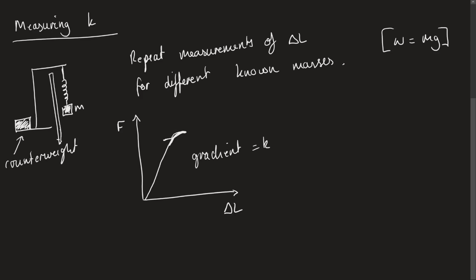But for now, all that we need to know is that if we have an F against delta L graph, we can calculate the spring constant from the gradient of the straight line that we have. We'll find that it could do something like that if we were to keep extending it, but we're not going to worry about that for now.